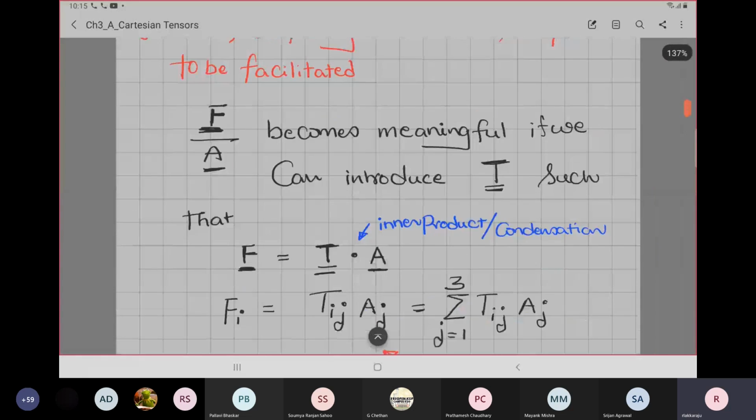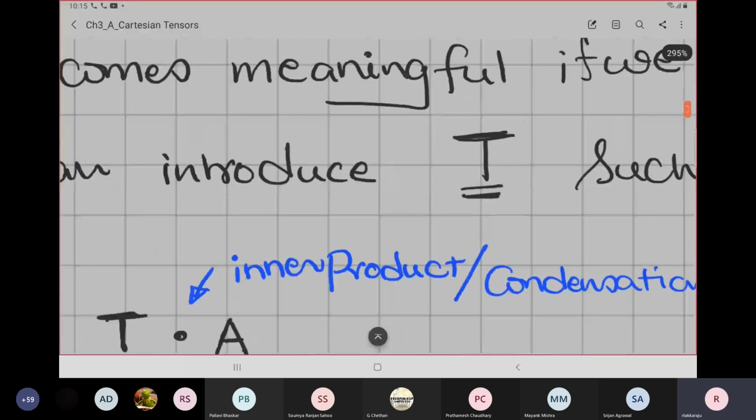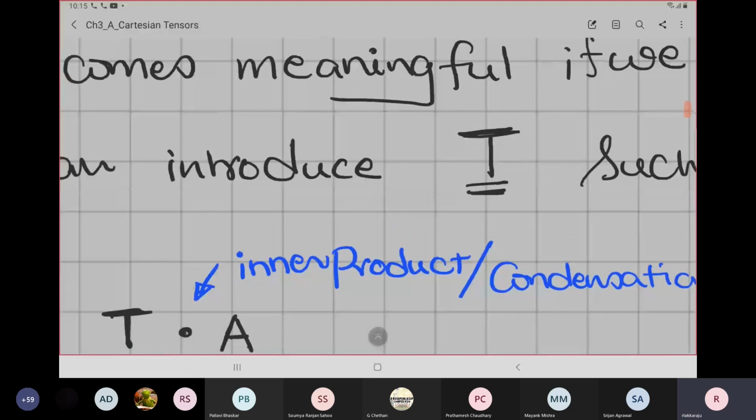Now, to define stress, what we try to do is force per area. Force is a vector, A bar is also a vector. We cannot straightforwardly do that because that operation is not permitted. We don't know what division means. So for that purpose, let us introduce something like T bar. The double bar means it's rank 2. That is the notation we have followed.